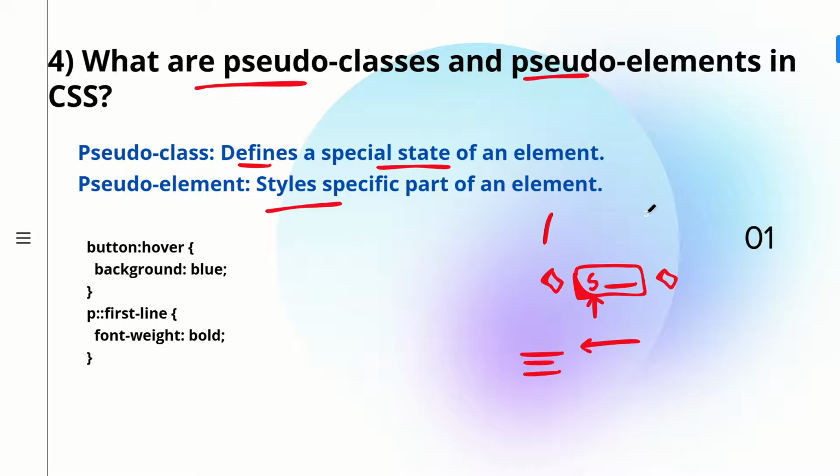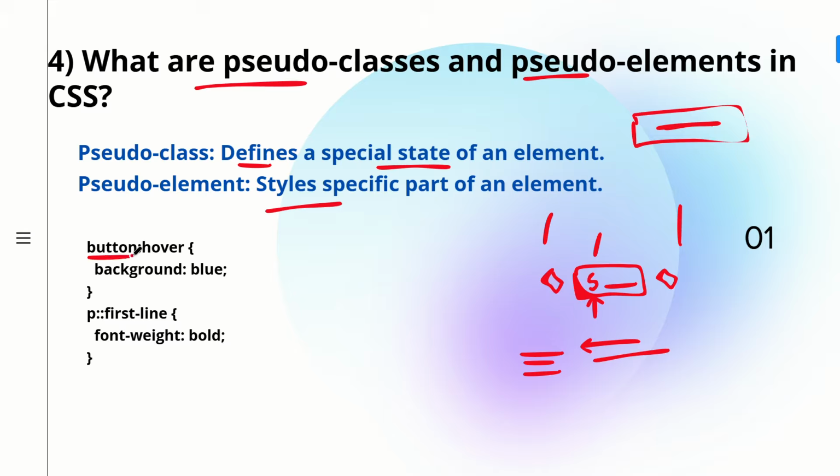So this is like before, this is after, this is the first letter, this is the first line. Or the placeholder: in input fields you have placeholders, right? That is also a specific part of the element. So these are examples of pseudo elements. Let's see a code example.